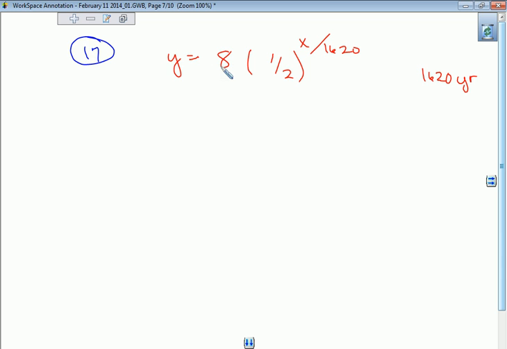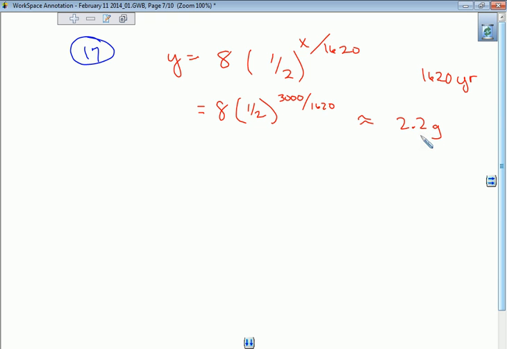So you could determine the amount left after 3,000 years just by plugging in 3,000 there. When you plug in the 3,000, you get 8 times 1/2 raised to the 3,000 divided by 1620. That's approximately 2.2 grams. So after 3,000 years, there's 2.2 grams remaining of that substance.